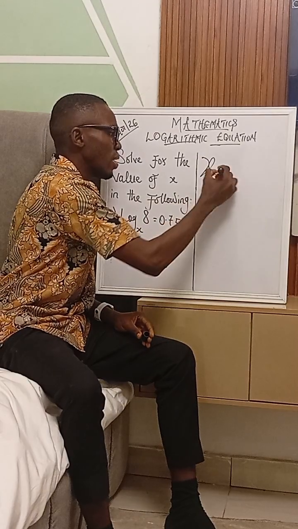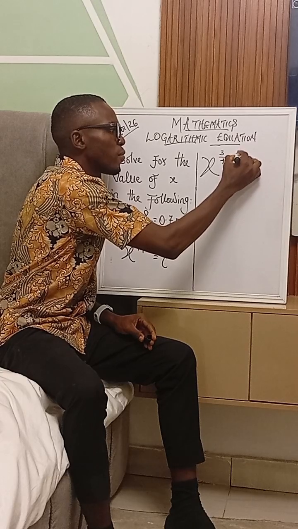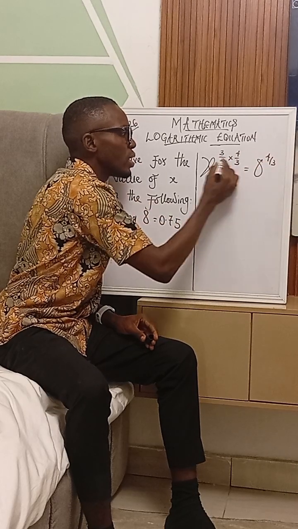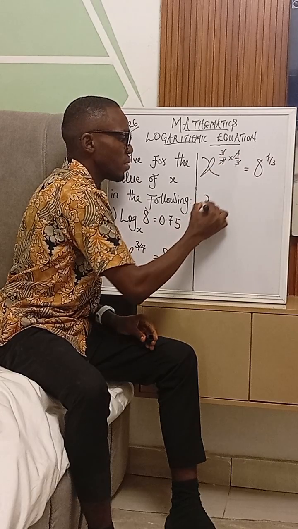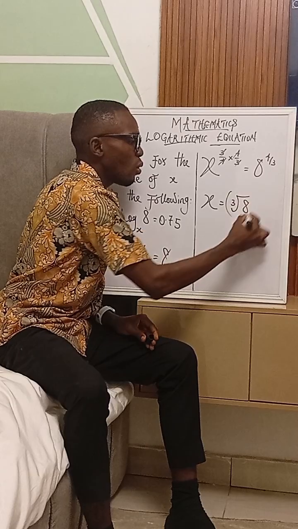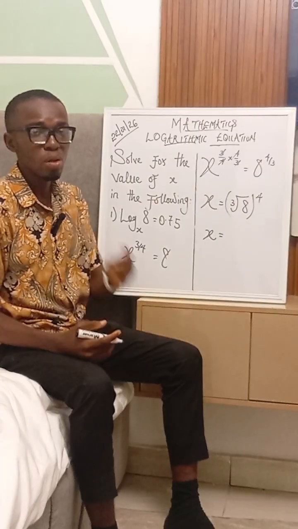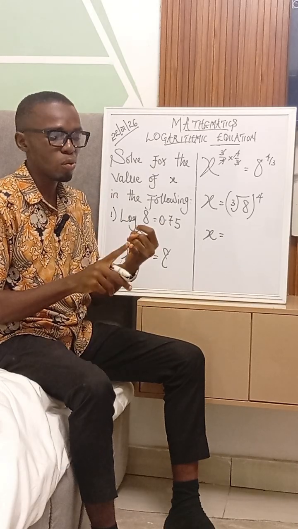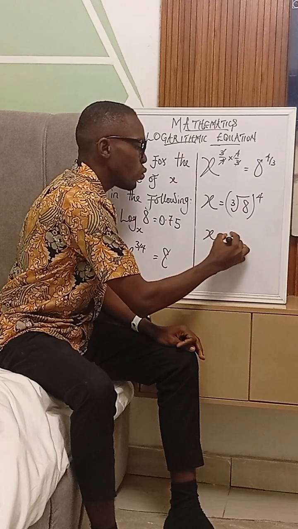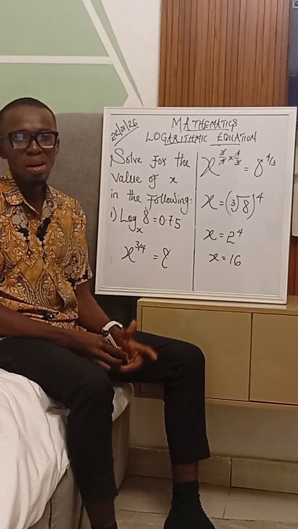In doing that, this is what I'll then have: x to the power of 3 over 4 multiplied by 4 over 3, all equal to 8 raised to the power of 4 over 3. This cancels this. I'm left with x equal to the third root of 8, all to the power of 4. The third root of 8 is 2, a number you multiply 3 times to get 8: 2 times 2 is 4, 4 times 2 is 8. So the number will be 2 to the power of 4, therefore x equals 16, and that is our answer to the first one.